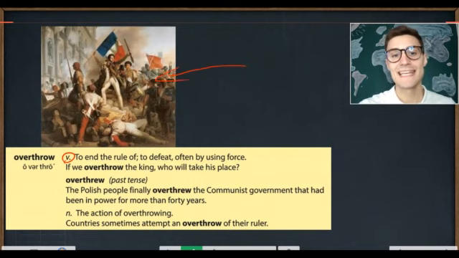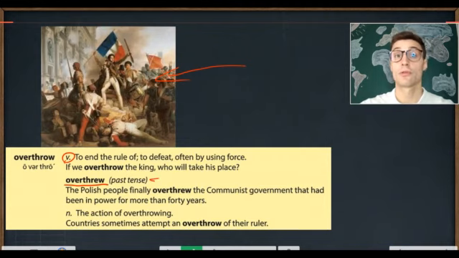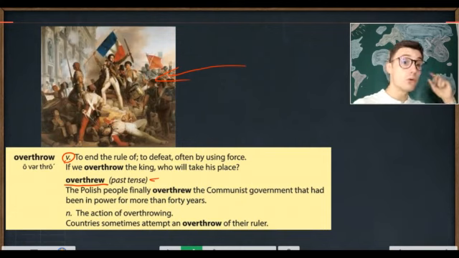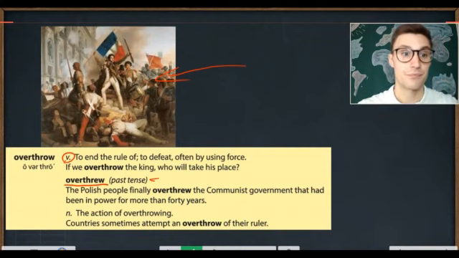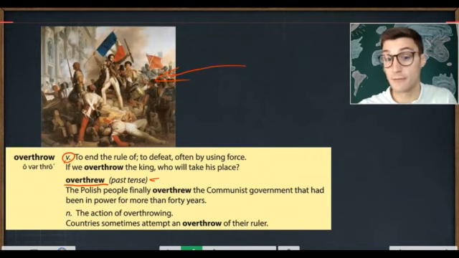In the 18th century, French revolutionaries overthrew the French monarchy. That is, overthrew, the past tense, see? So now you overthrow. In the 18th century, they overthrew the French monarchy. The Polish people finally overthrew the communist government that had been in power for more than 40 years.